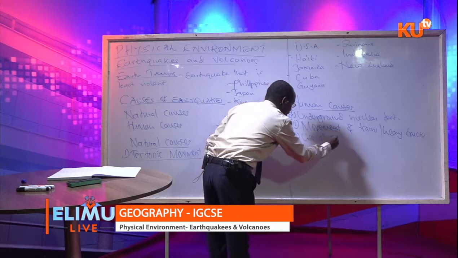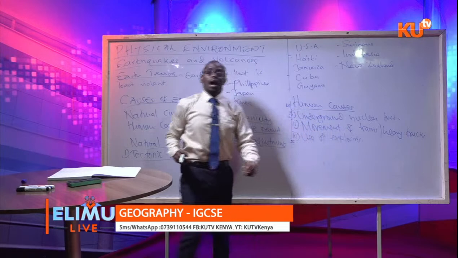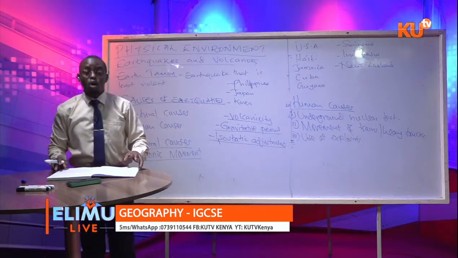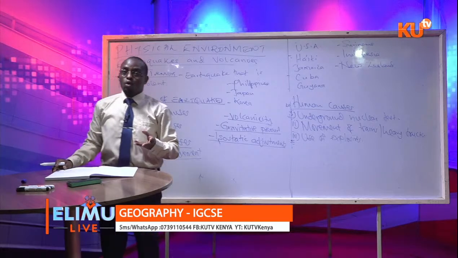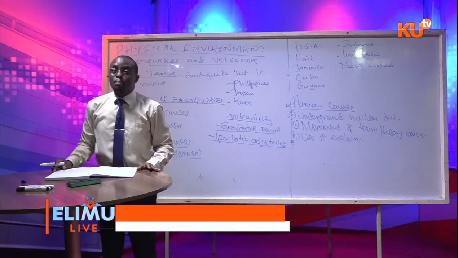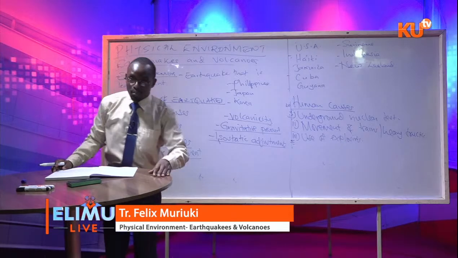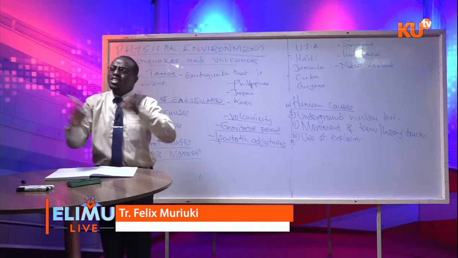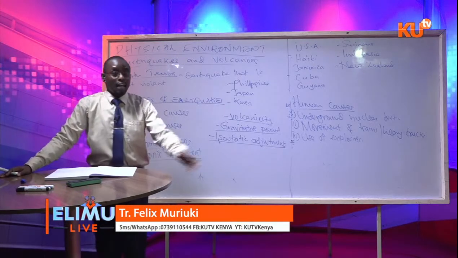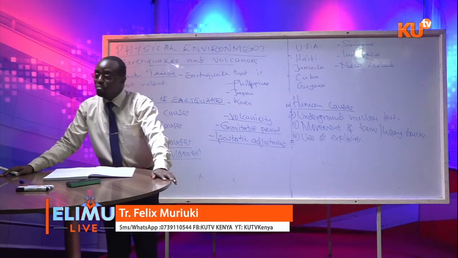Use of explosives. The use of explosives takes place during mining. When some of the rocks are being blasted, some machines or gadgets may be used to blast them to break them into pieces for easier working. And when this happens, we may get some tremors and vibrations.